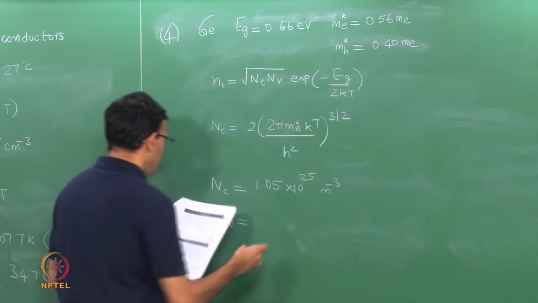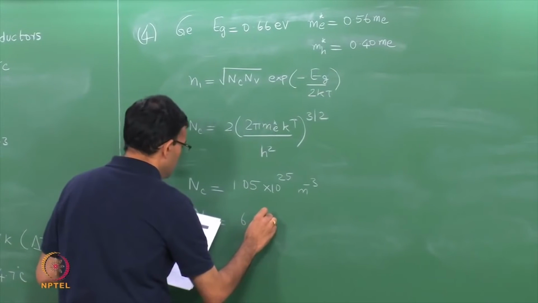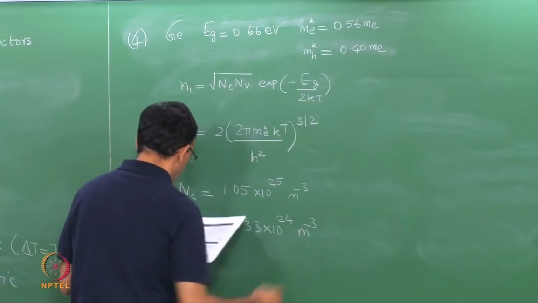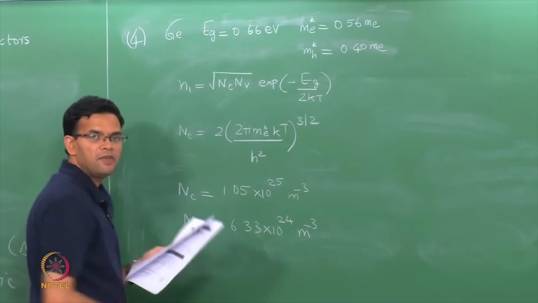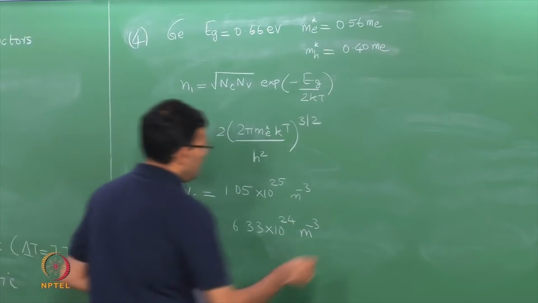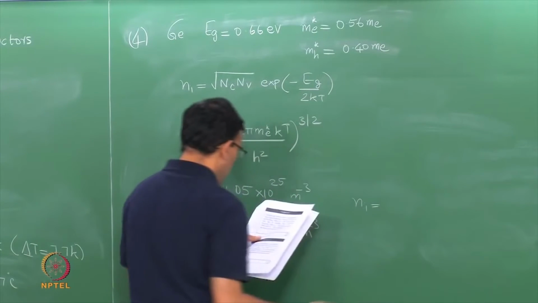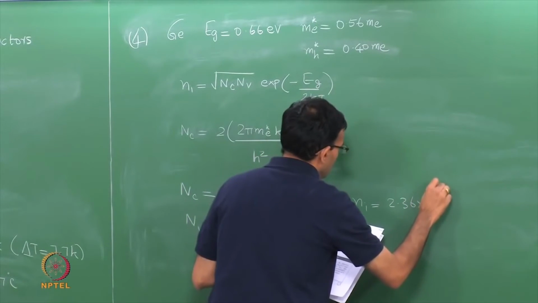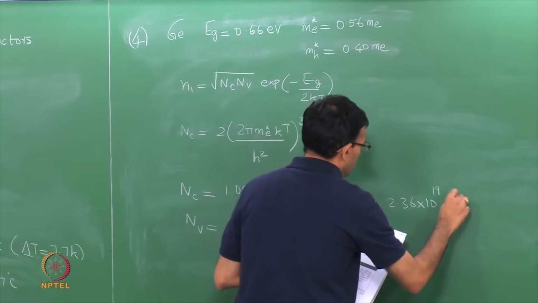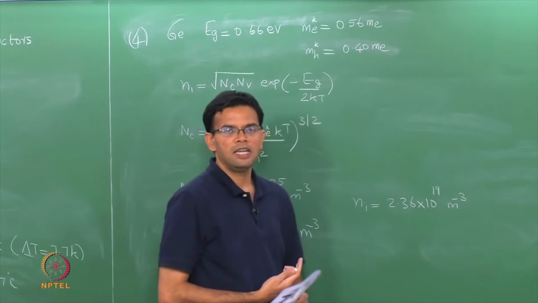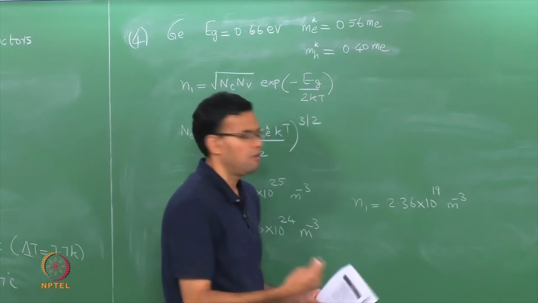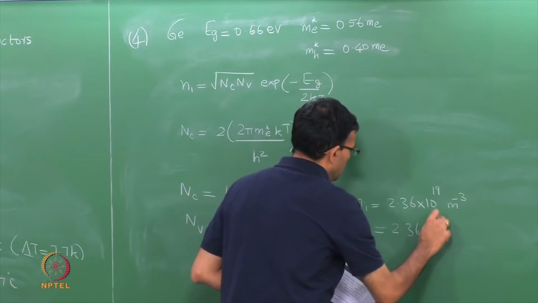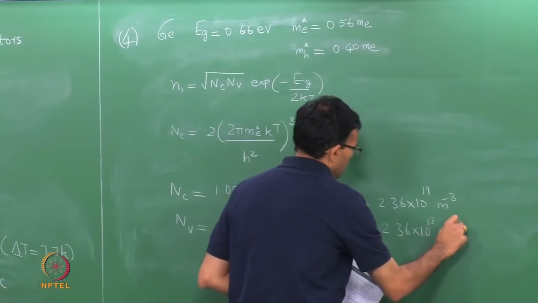Nv is 6.33 times 10 to the 24 per meter cube. So, Nc and Nv are known, we can calculate Ni. Ni, if you do, is 2.36 times 10 to the 19 per meter cube. I am just writing down the final answer, the math can always be worked out, or 2.36 times 10 to the 13 per centimeter cube.